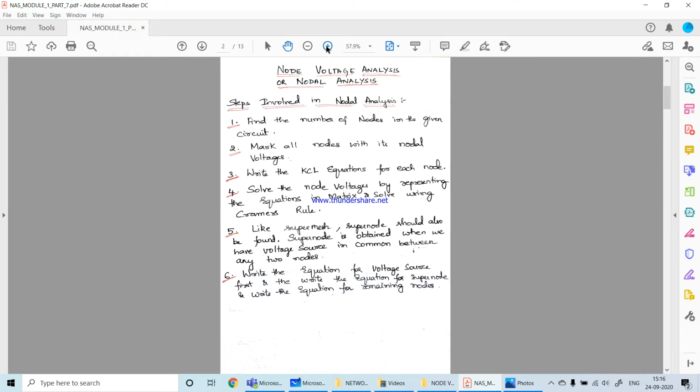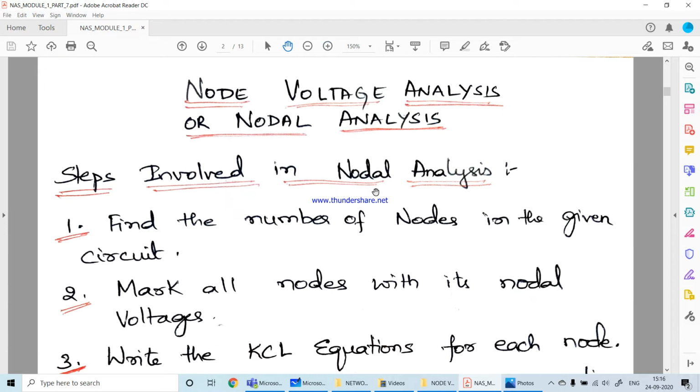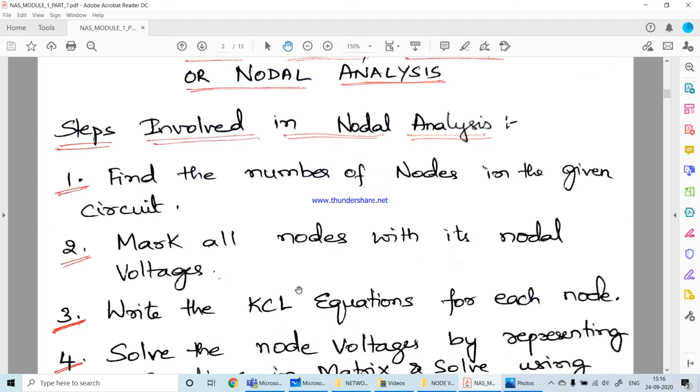So the first thing is we need to know the steps involved in this. In node voltage analysis or nodal analysis, we have various steps which we should use to solve the problem. The first step is we need to find the number of nodes in the given circuit. The second step is we need to mark all nodes with its nodal voltages.